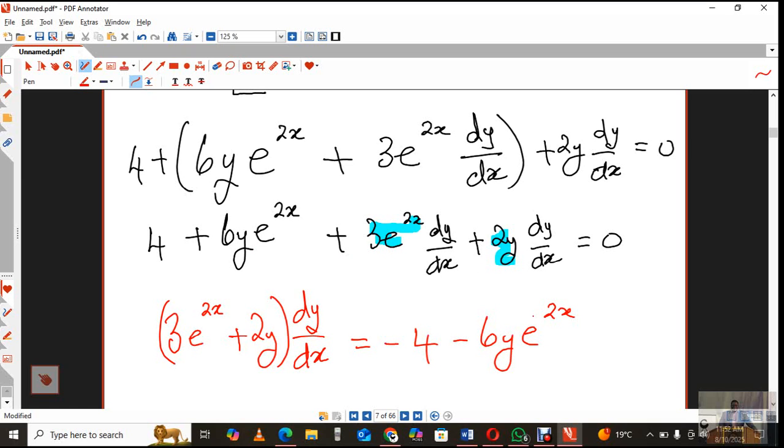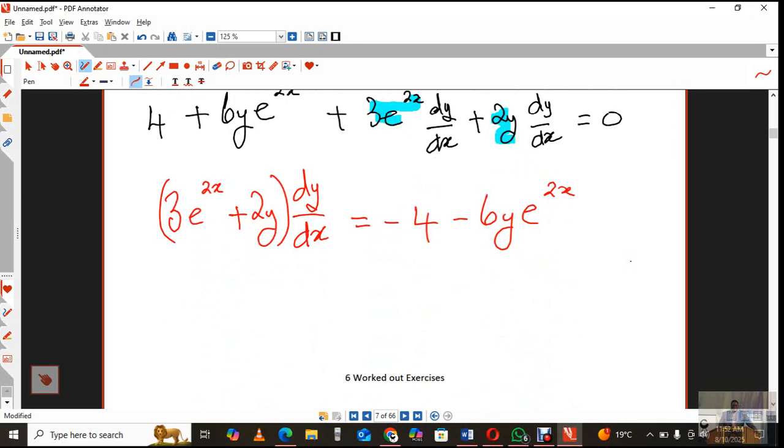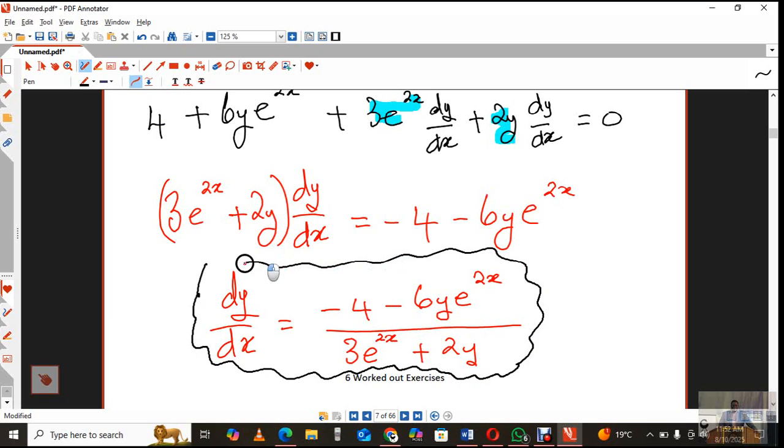So what is left is just for us to divide throughout by that 3e to the 2x plus 2y, the coefficient of dy dx, so to speak. So you have dy dx equal to negative 4 minus 6y e to the 2x, all over 3 e to the 2x plus 2y. And that is it, ladies and gentlemen. That is the derivative of that function.